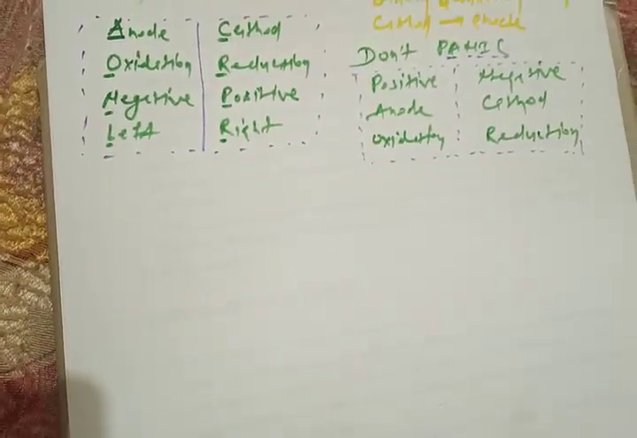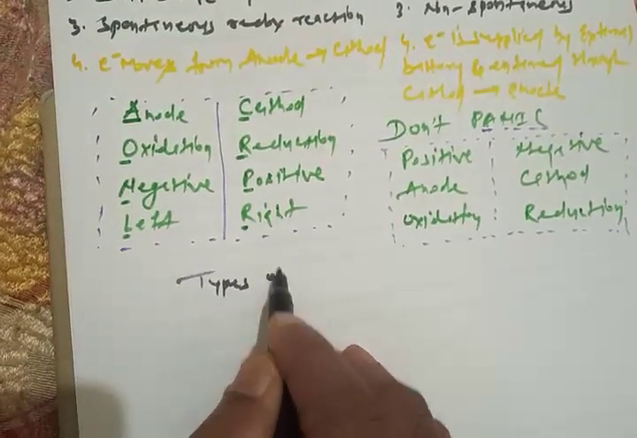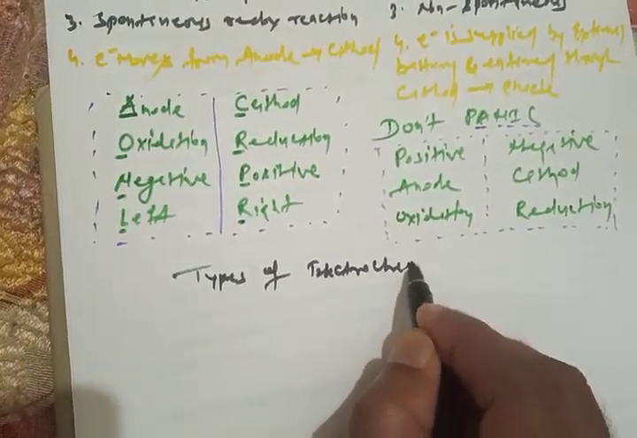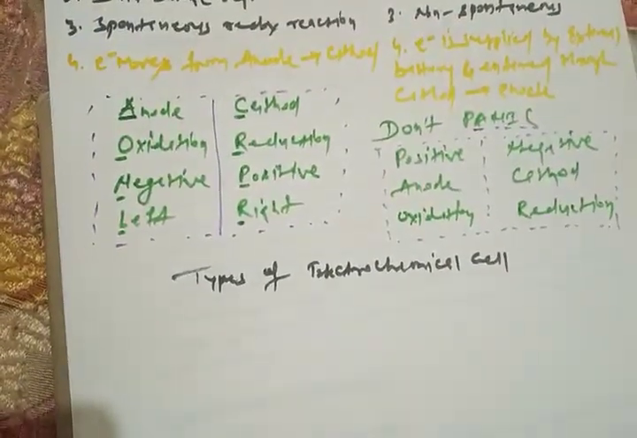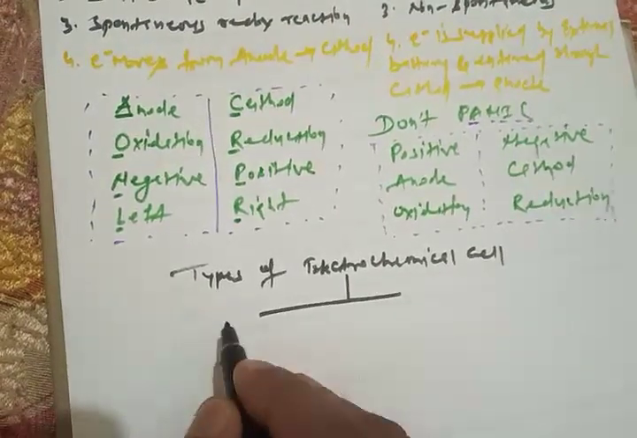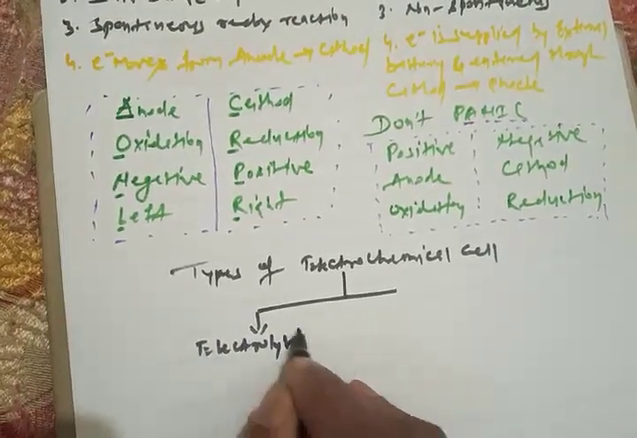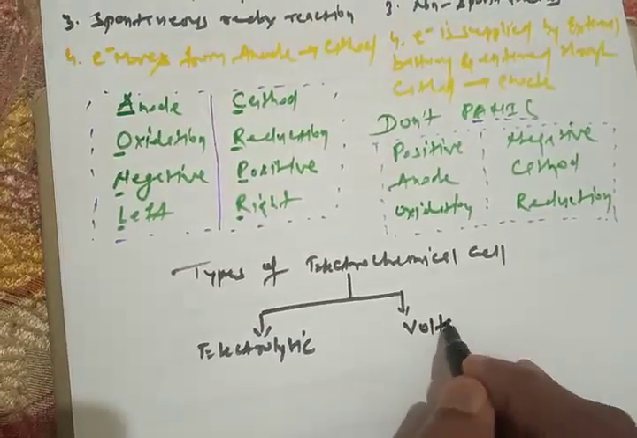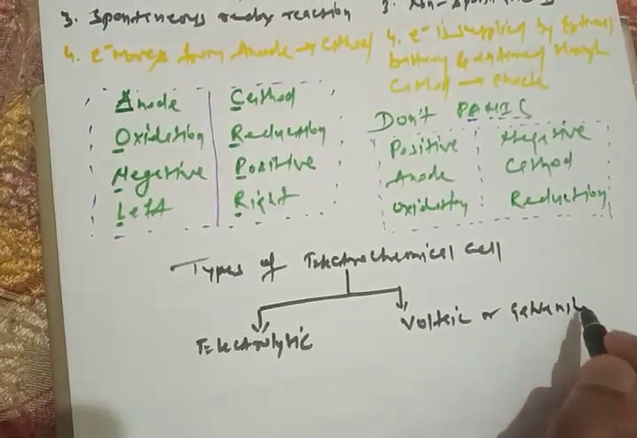Next, the types of electrochemical cell. First, it is divided in two types: electrolytic cell, and the second one is the voltaic, where the voltage is produced, or galvanic cell, okay.